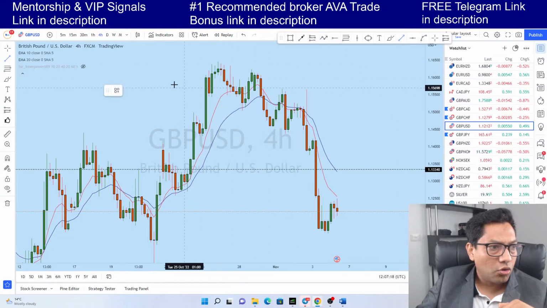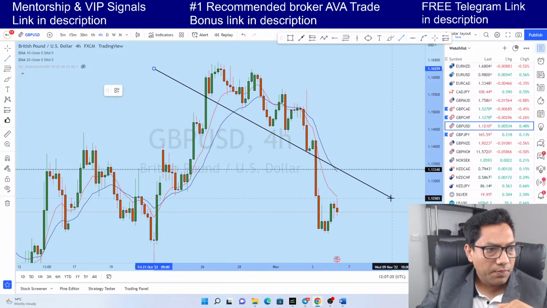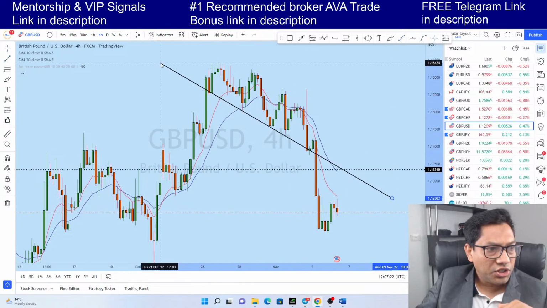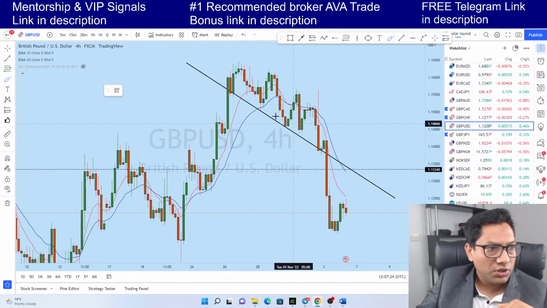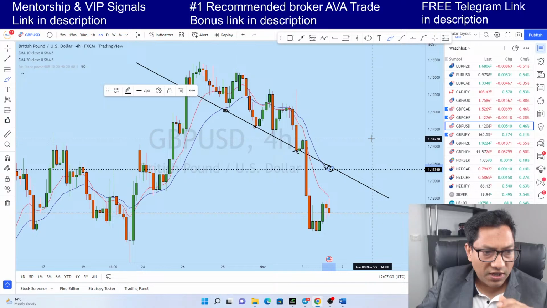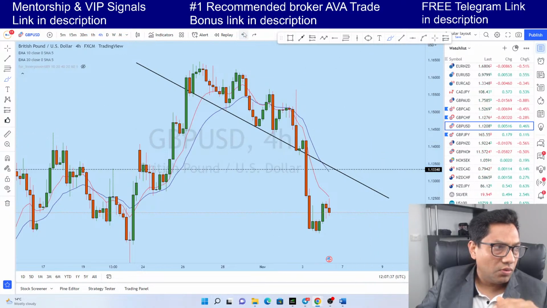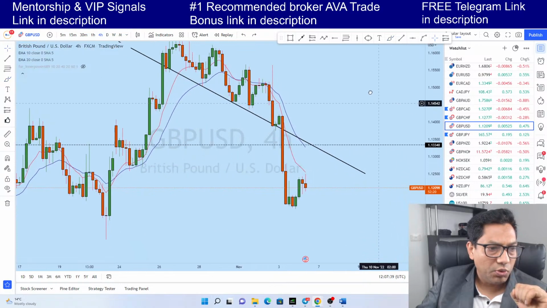If we draw this support zone here on this channel on GBPUSD, we could see that this is support here, support here, support here, support here, which is turning into resistance, which is in fact a very important area of value for this move to the downside on GBPUSD.